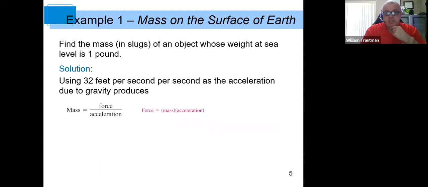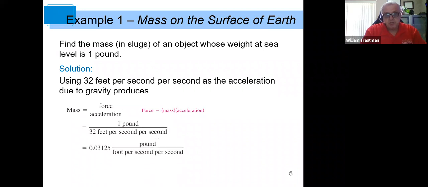It talks about finding mass equals force over acceleration. And if we have 1 pound of force with the acceleration of 32 feet per second squared, that's gravity. You can end up with pounds over foot per second squared, which equals slugs.